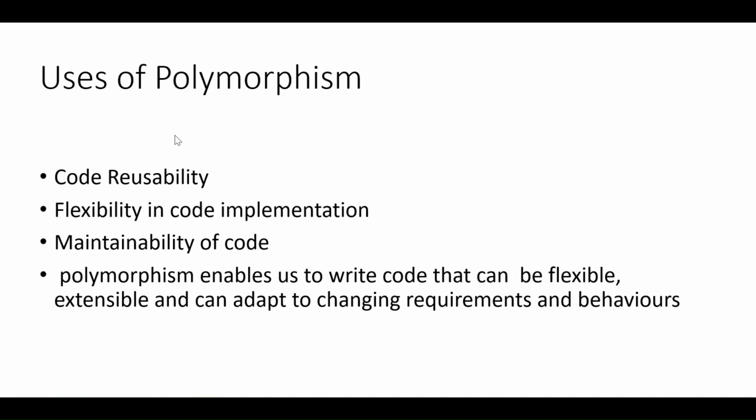Uses of polymorphism. The main uses of polymorphism are code reusability, flexibility in code implementation, and maintenance of the code. So we can use the code which is inherited from the superclasses, and we can implement our own methods, and we can maintain the code. If we want to change anything in the previous method in the superclass, we can implement our own method. So polymorphism enables us to write code that can be flexible, extensible, and can adapt to changes in requirements and behaviors. That's why we use polymorphism.